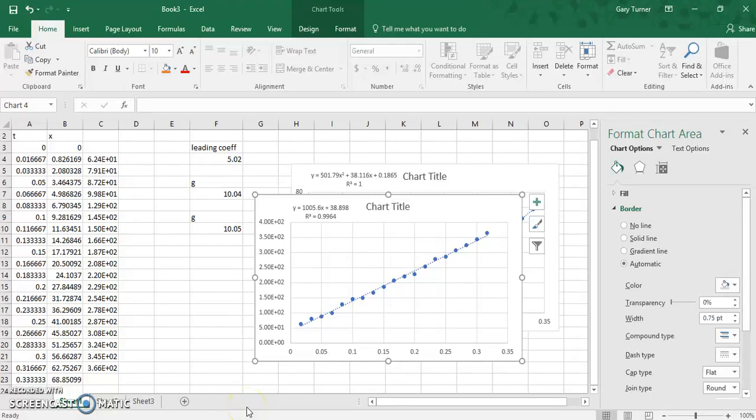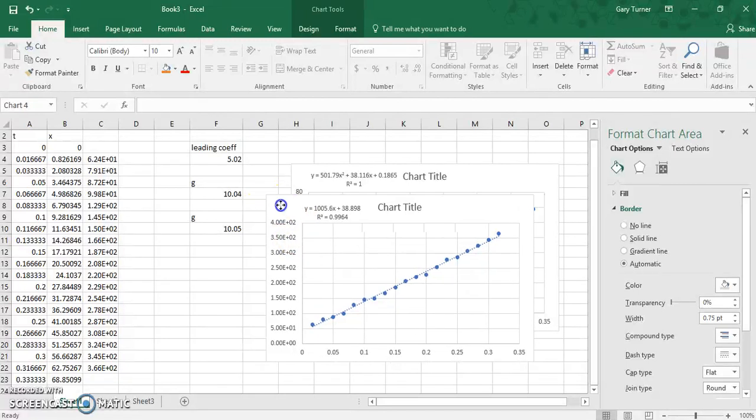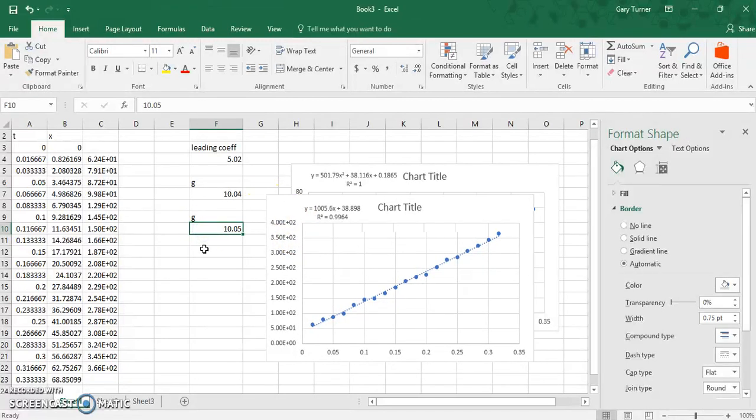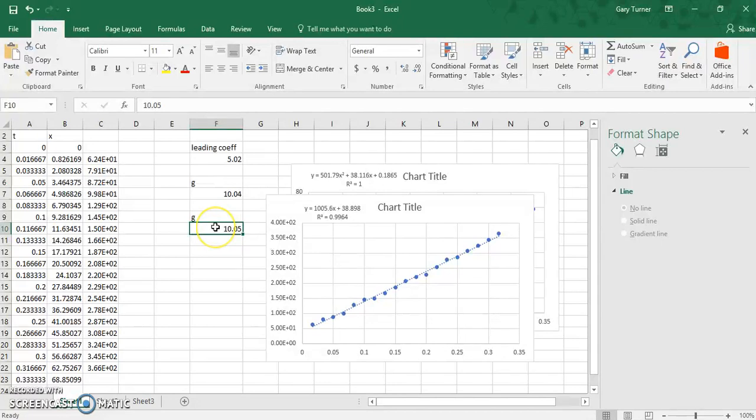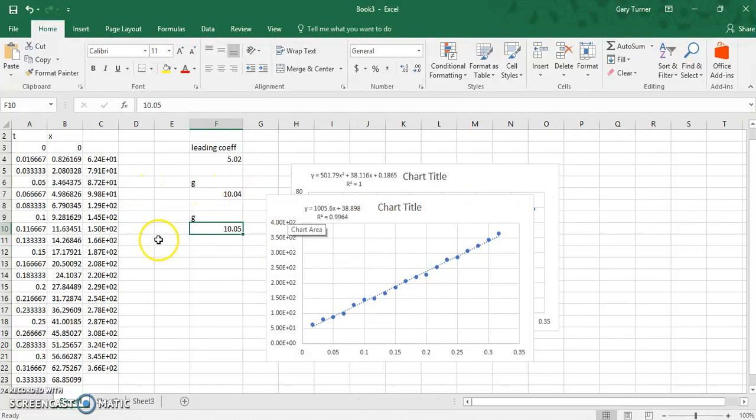Okay, I just want to tag on with where the last video left off. So we now have this estimate for our acceleration g of 10.05, in meters per second squared, which again is not a bad estimate compared to the accepted value of 9.81.